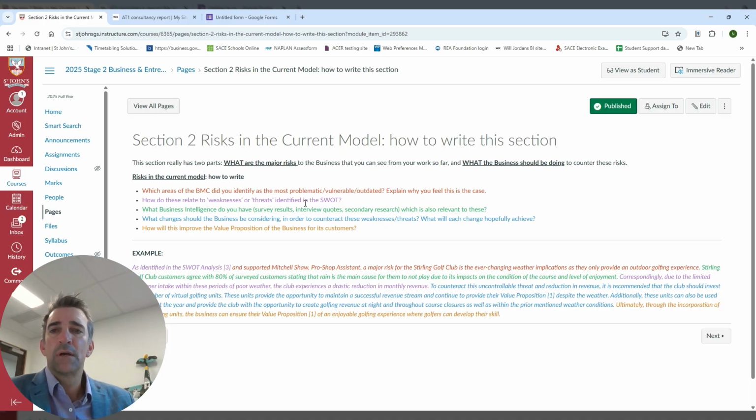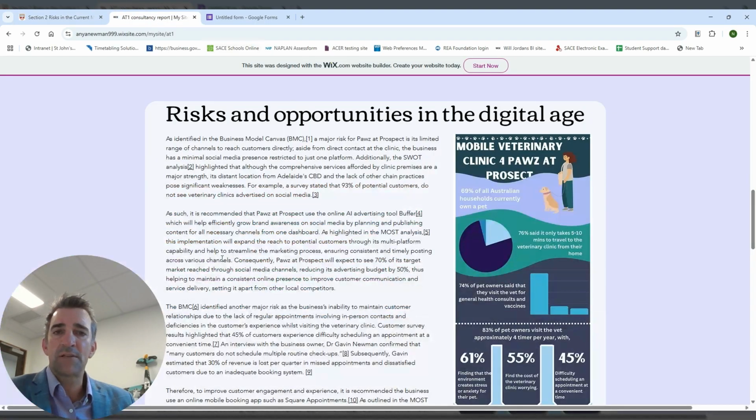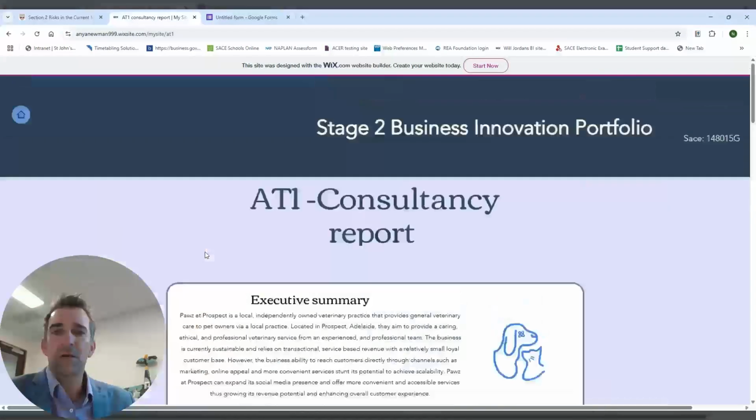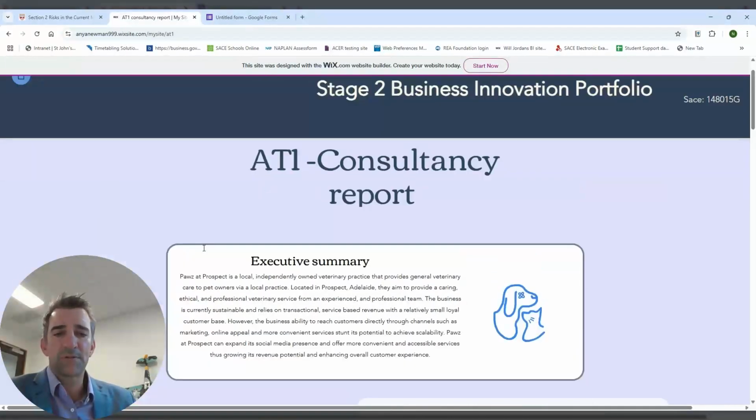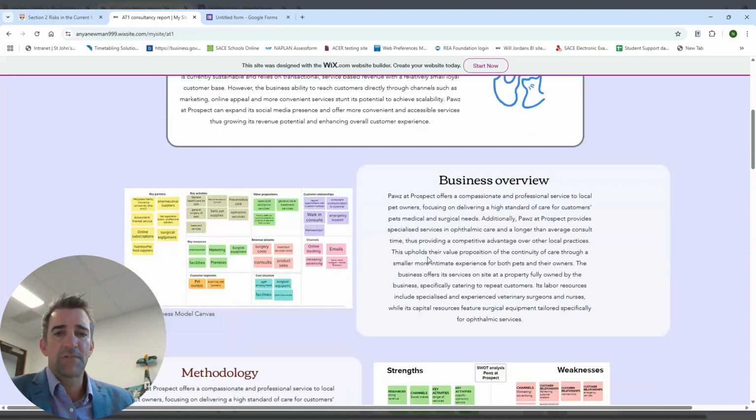All right, so I'm going to flick over to a student's website and have a look at how they tackled that, just so you can see it work out in reality. So this is Anya's website from last year. The business is called Pause at Prospect, so it's a local vet clinic. And this is the executive summary, description of business sort of stuff that you've already done.